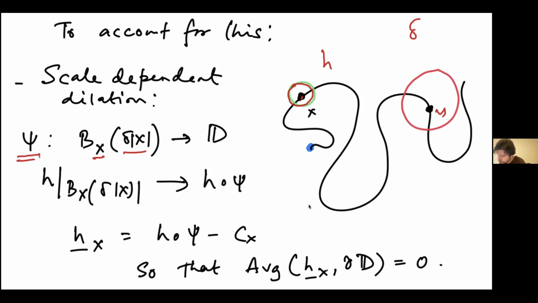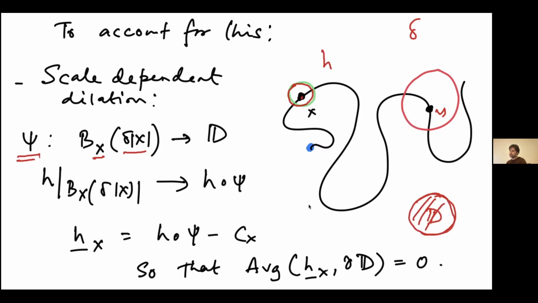So you look at this environment here, and now you scale everything to live on the unit disk. And now you do some normalization. You subtract out the constant so that whatever field you get on this unit disk, the average of it on the boundary is 0. Okay, so that's the normalization that we do.